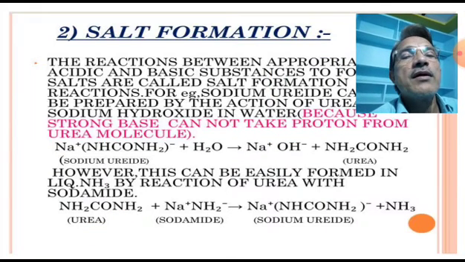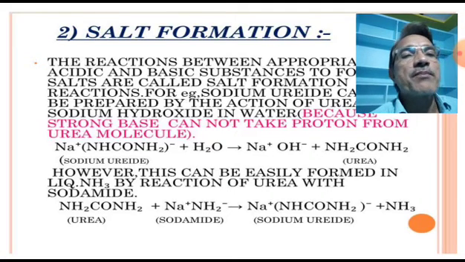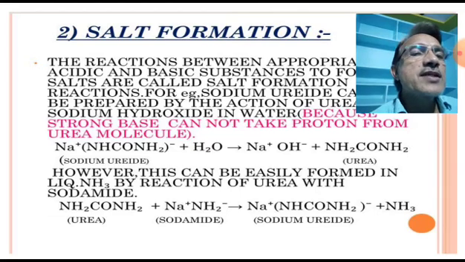If you observe the reaction, sodium urate reacts with water forming sodium hydroxide and urea. However, this can be easily formed in liquid ammonia by reaction of urea with sodamide. When urea NH2CONH2 reacts with sodamide NaNH2, it gives rise to sodium urate and ammonia.